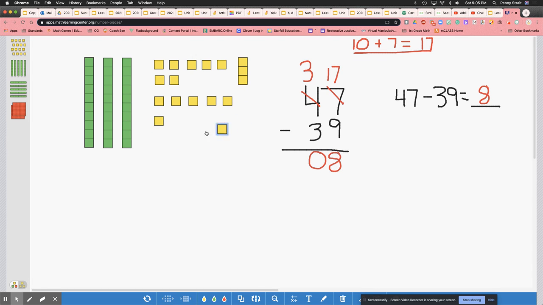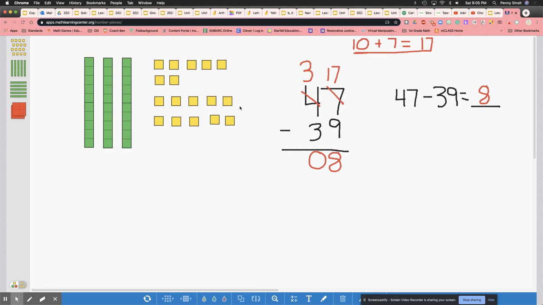Make sure when you're drawing your dots, you set them up like a 10 frame. This will be very helpful for you. When you're looking, you can see 10 and 7, and right away you can see that is 17. This is the 10 that we brought over from the tens place. This is the extra 7 that we had. This is part of the original 47.